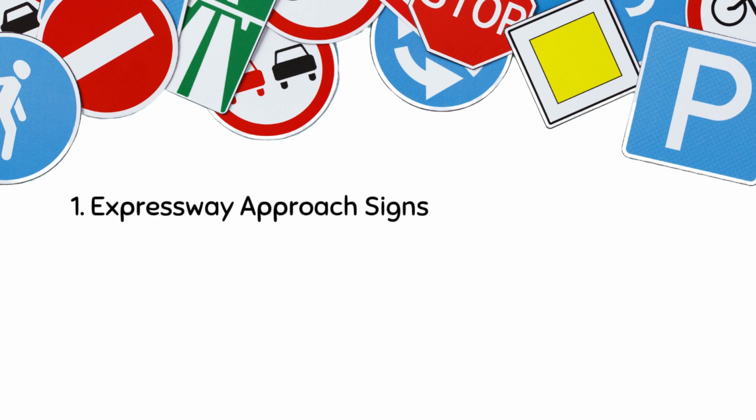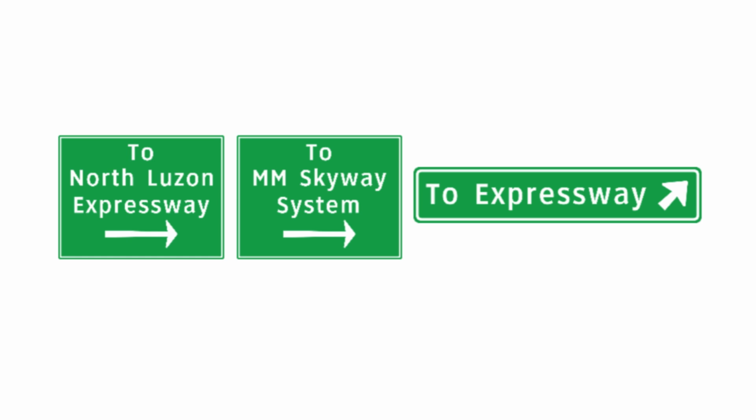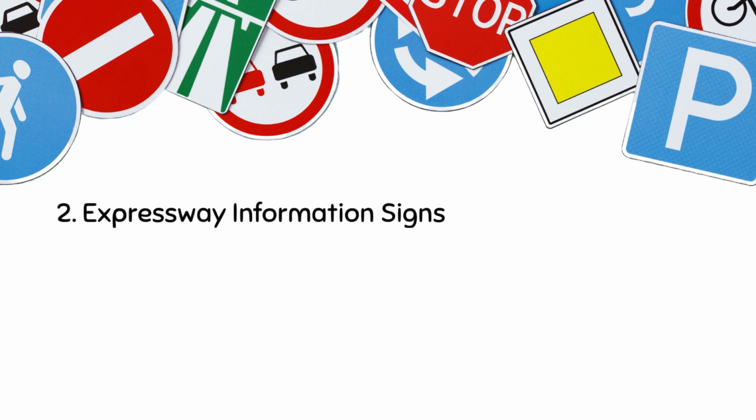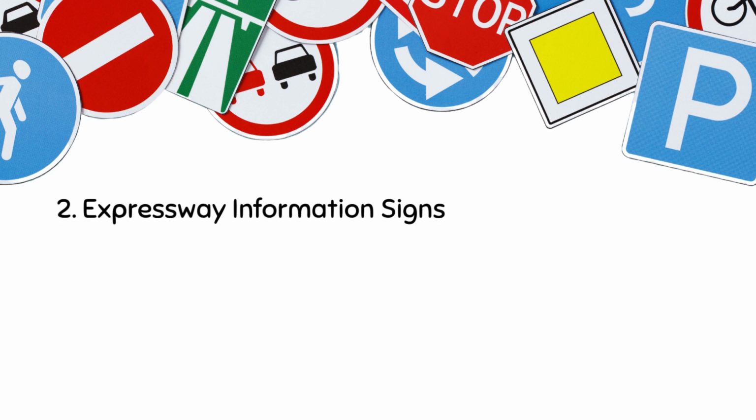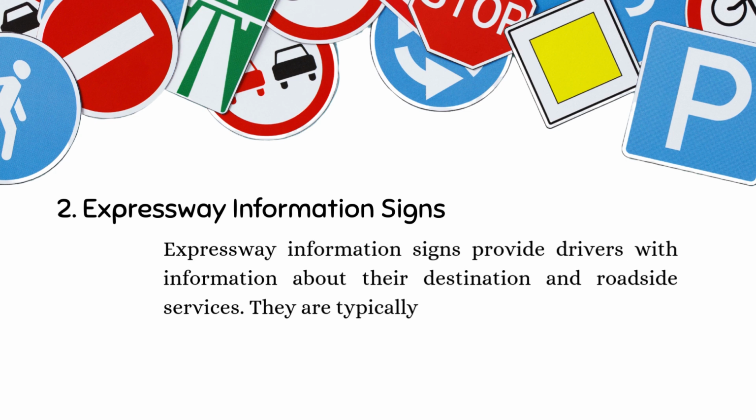1. Expressway approach signs. Installed in advance or at the nearest intersection or interchange leading to the expressway. These are examples of expressway approach signs. 2. Expressway information signs. Expressway information signs provide drivers with information about their destination and roadside services. They are typically rectangular in shape.